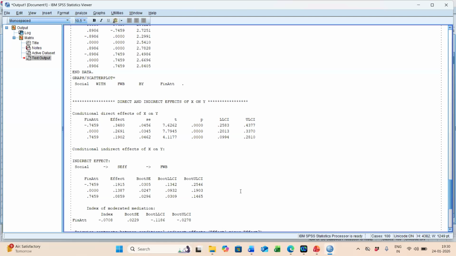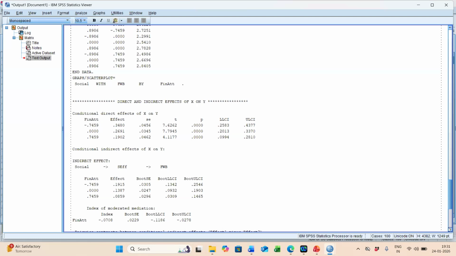That means the indirect effect after moderation, the indirect effect between socialization and financial well-being through self-efficacy after being moderated by financial attitude, is significant at all the three levels. That's what you have to remember. This is very, very important. After moderation, the indirect effect is significant at all levels.